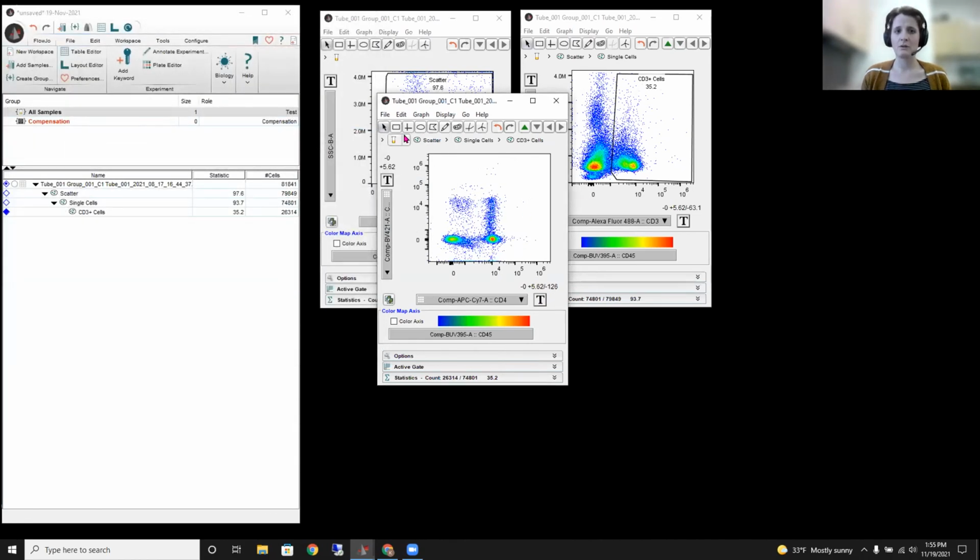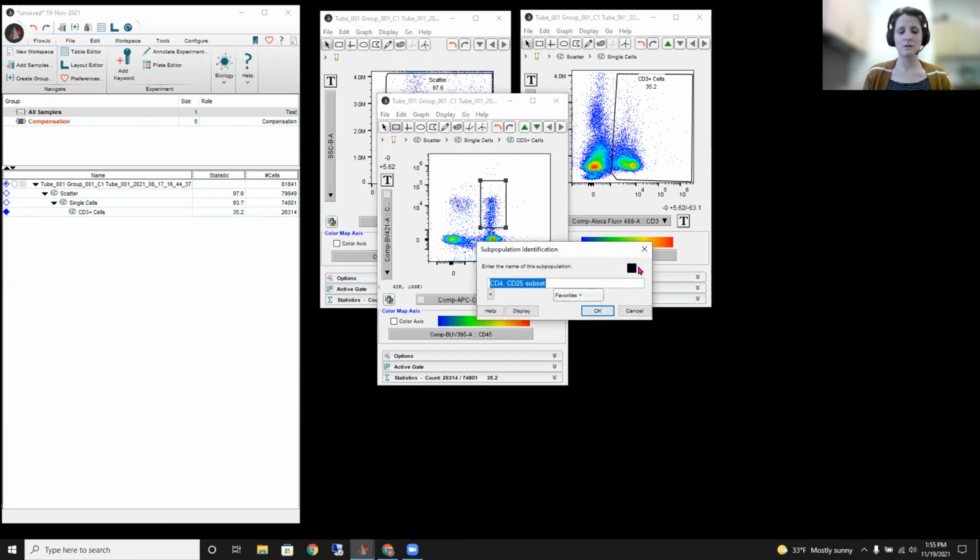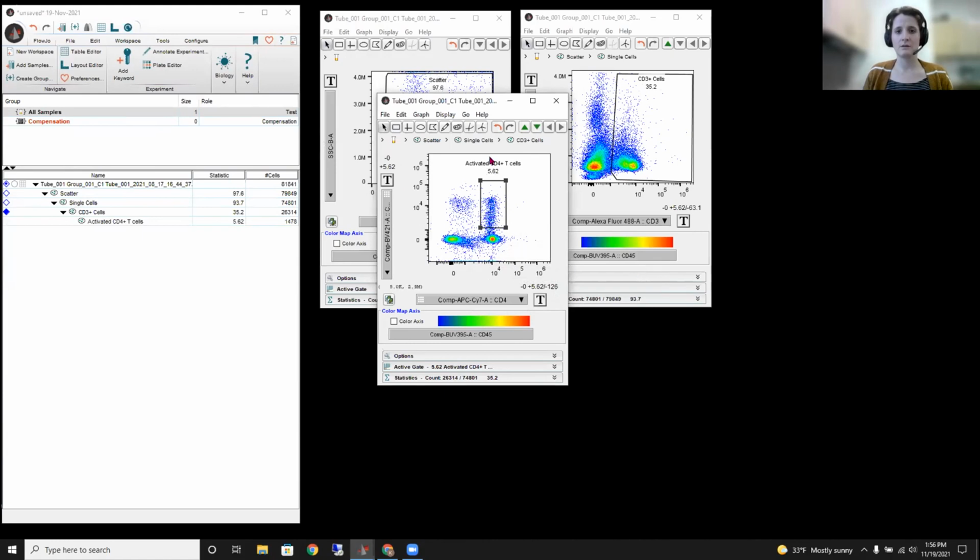Okay, so when I'm looking at this, I'm going to set a gate right here. Okay, so I'm going to call those my activated CD4 positive T cells. And we have a population that's about 6.05%. Okay, and that's of the parent.